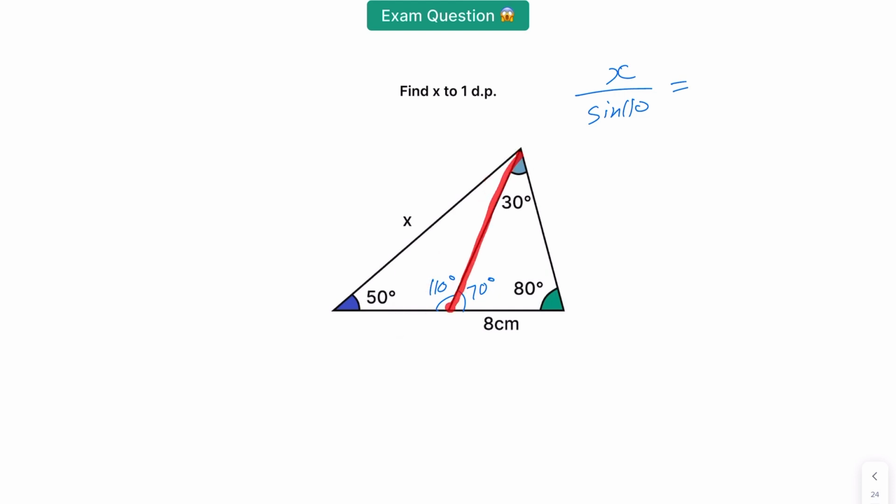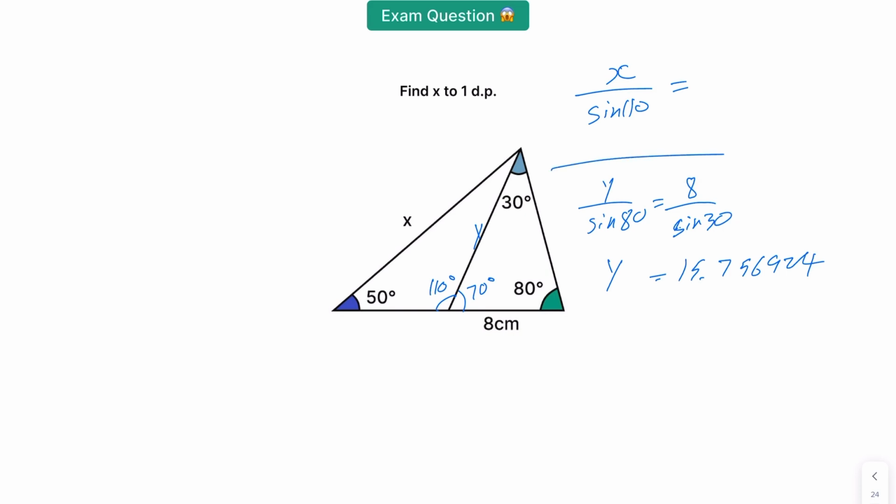Now, I can't find that using this triangle here, but can I use this triangle here to find it? So let's label that side y. So we are now looking for y. We know y has an angle opposite it. So let's start with that. So we have y over sine 80. Now, do we have any other side and angle in this triangle? Yes, we do. We have got this. So if we go with that, that is going to be 8 over sine 30. So we have y is equal to 15.756924. Cool. So we have got that.